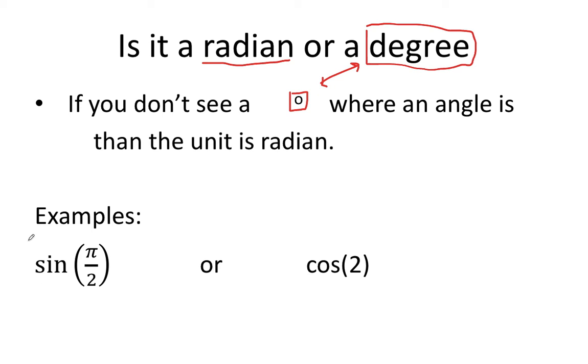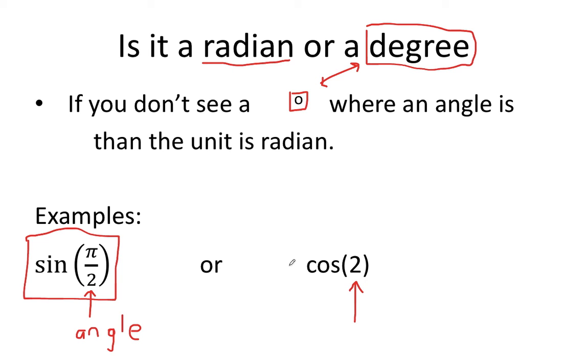Example, this right here, sine of pi over 2. You know inside right there that that's going to be an angle. And because you do not see a degree sign there, you know this pi over 2 is a radian. Same thing over here. This is also an angle. And since there's no degree sign, I know this 2 is a radian.